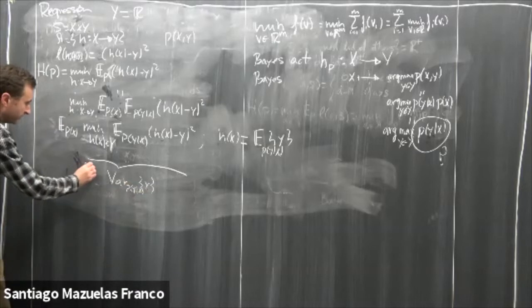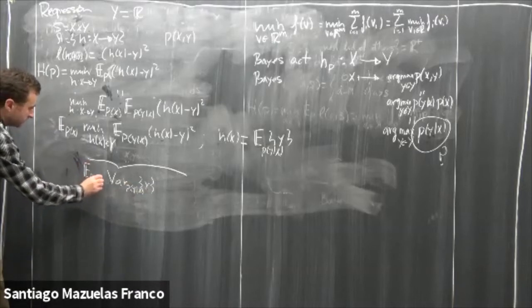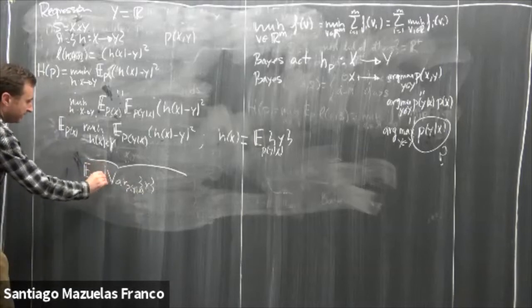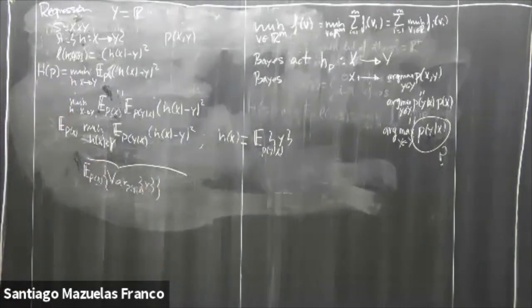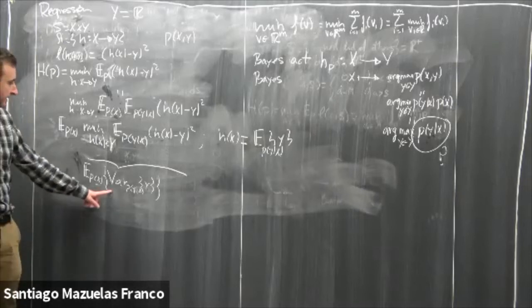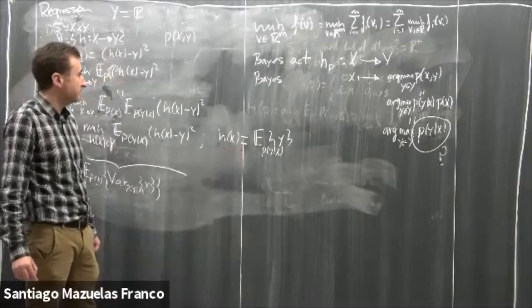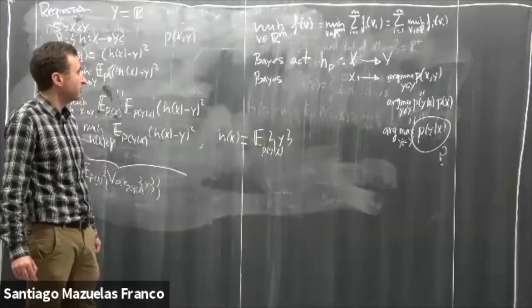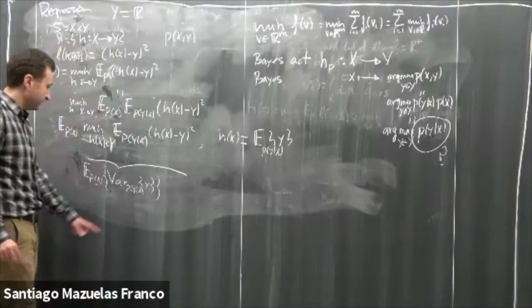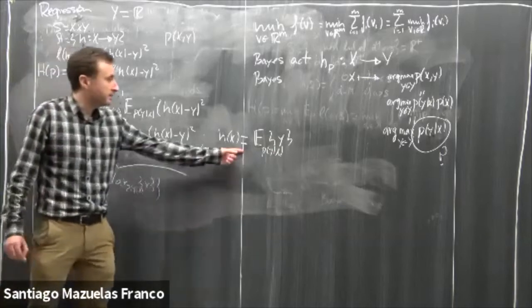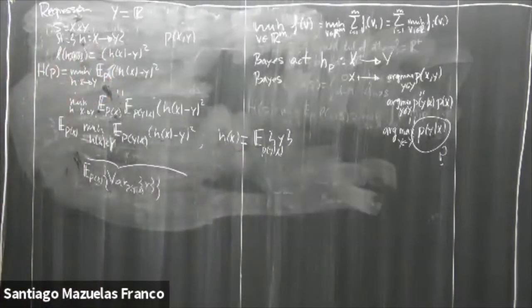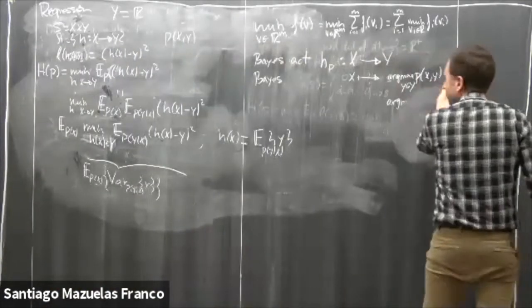Right, and then we are doing the expectation. Okay, so that's the entropy. The entropy is the expected conditional variance, which I guess also makes a lot of sense. So this is the entropy, and this is the Bayes regression. This is the Bayes risk, and this is the Bayes rule for regression. I didn't write this, but this is of course for the regression.